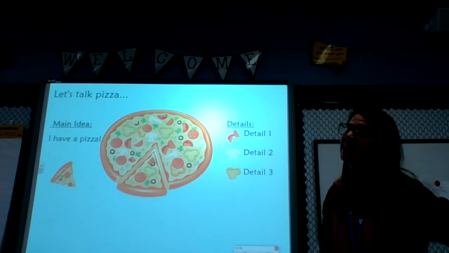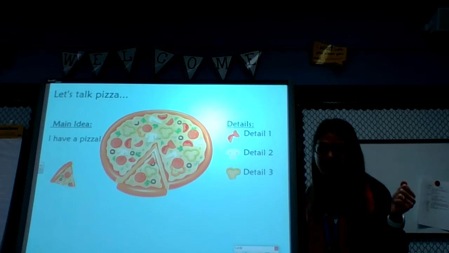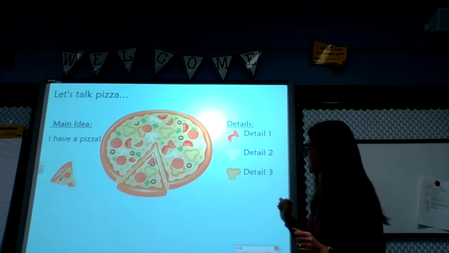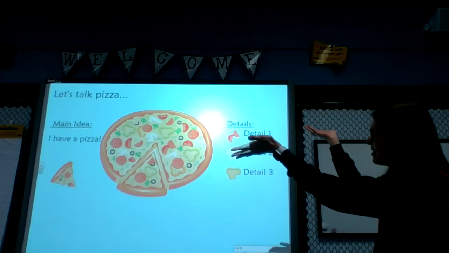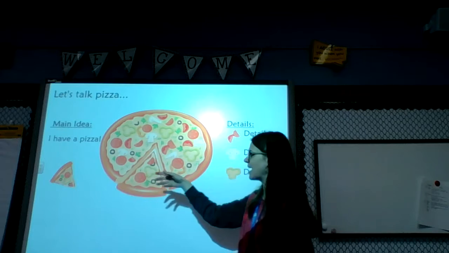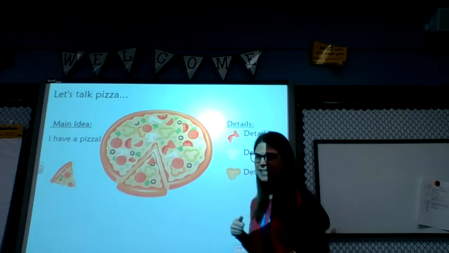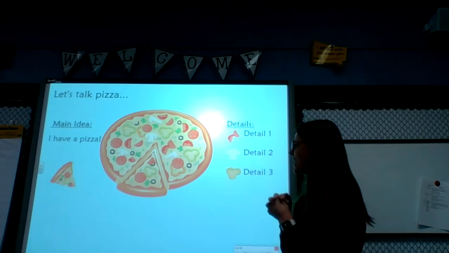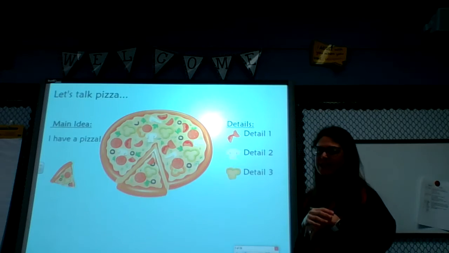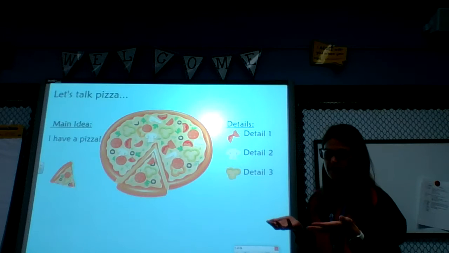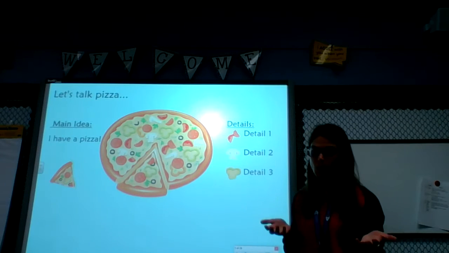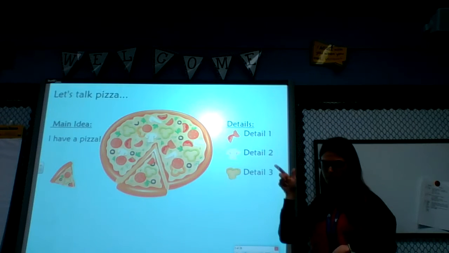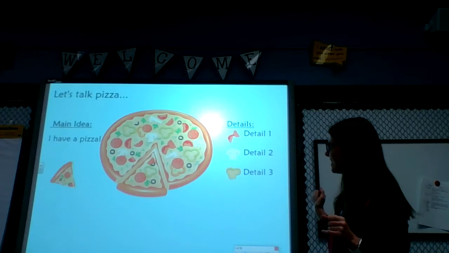Let's think of it like a pizza. I like pizza. I hope you like pizza. So if we have this picture, if this is our text right here, our main idea is I have a pizza. That's what this text is mostly about. Remember, supporting details are smaller pieces of information that give more information about the main idea. So our toppings can be our supporting details.